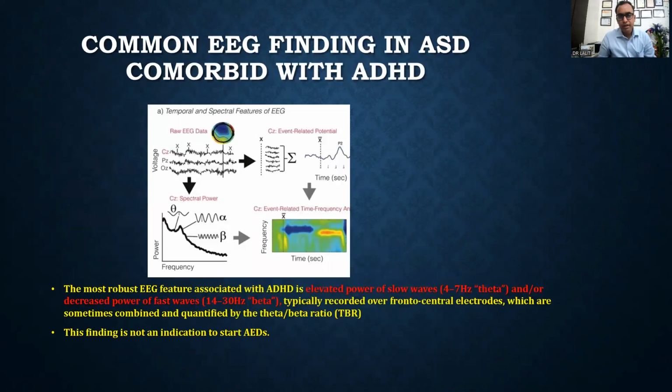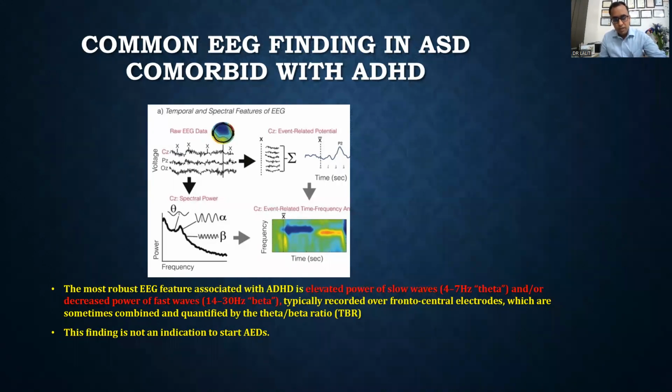Now, common EEG findings in an ASD kid comorbid with ADHD. If you look at this graph, there are theta, alpha, and beta bands. In the majority of kids with ASD, there will be an elevated power of slow waves. Theta waves are slow waves of 4 to 7 hertz, and the power, the voltage, of these slow waves will be elevated.